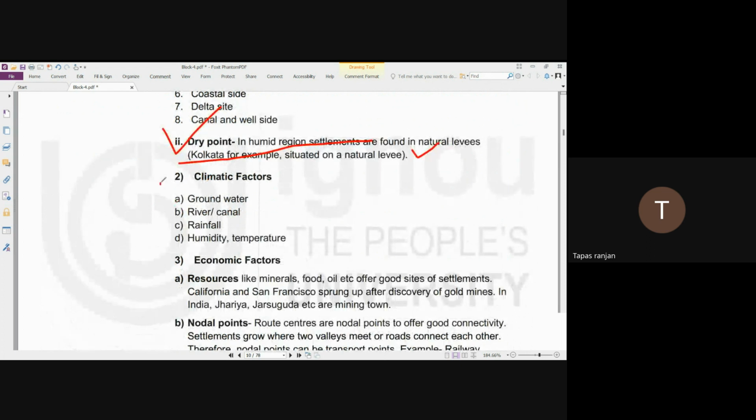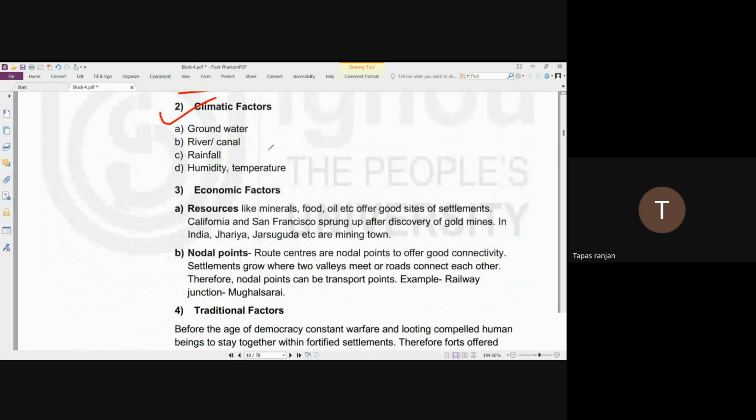Then different climatic factors like rainfall, humidity and temperature. Okay, why groundwater and river canals have been given here, I don't have any idea. But if we look into climatic factors, basically rainfall, humidity and temperature play a vital role in defining the site. Okay, that is in terms of physical site.